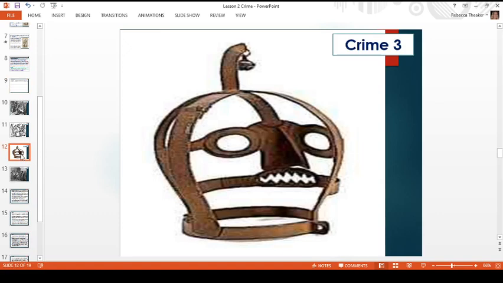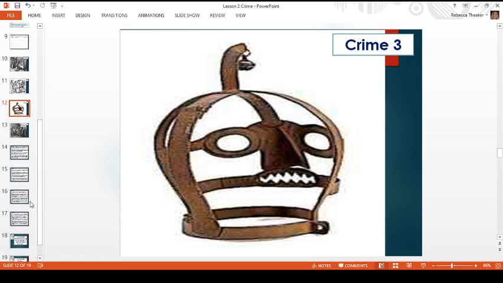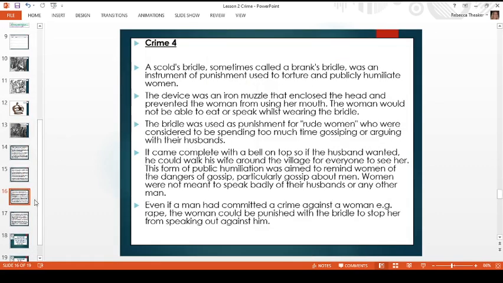Number 3, this one tends to confuse people, and they sometimes find this a little bit creepy, which I agree is a bit creepy. Crime number 3. Sorry. Okay, so the image that you saw for crime number 3 was known as a scold's bridle, or it was sometimes called the Branks bridle.